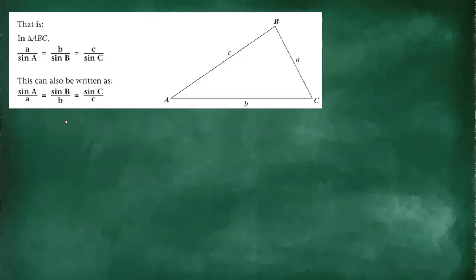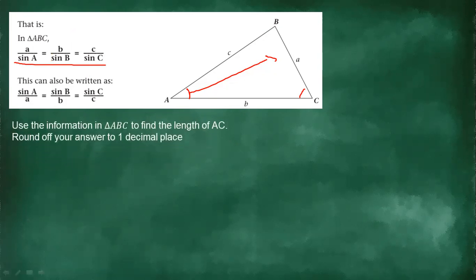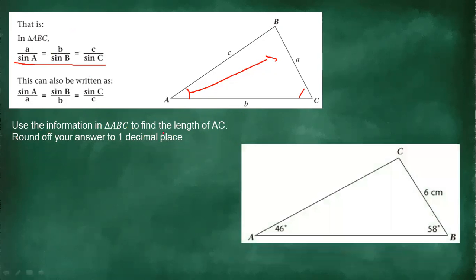The first one is the sine rule formula, which is a over sine A. You can see that the side opposite this angle A is small a, this side is small c, this side is small b. So this is the formula that we are using to calculate a side or angle using the sine rule. I'm going to have one example to get used to this formula of the sine rule. It says use the information in triangle ABC to find the length of AC, round your answer to one decimal place.